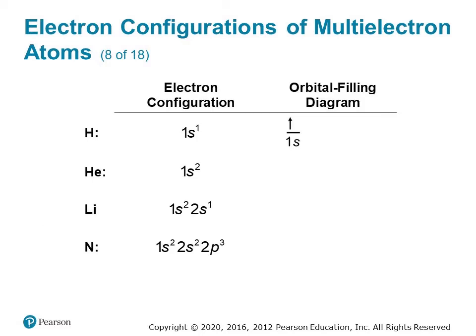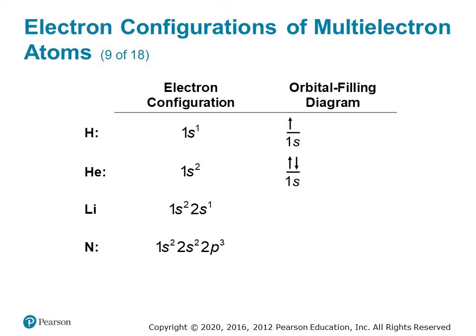We can use orbital filling diagrams to be more specific about the electron distributions in these atoms. To do this, we use a series of lines to represent each orbital in the configuration. Then we can represent each electron with an arrow, an up arrow for spin up and a down arrow for spin down. For hydrogen, we have our 1s orbital with its 1 electron. The first electron to go in each orbital will be spin up.